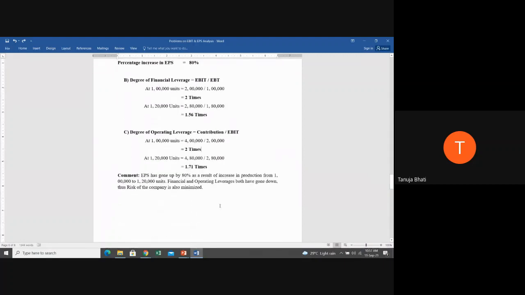So what has happened here, students? EPS has gone up by 80% as a result of the increase in production from 1 lakh to 1,20,000 units. Financial and operating leverage have gone down. See here, at 1 lakh units it was 2 times. At 1,20,000 units, it is 1.56 times. So it has gone down. Similarly, for operating leverage, at 1 lakh units it was 2 times, and for 1,20,000 units, it is 1.71 times. So both financial and operating leverages have gone down. Thus, the risk of the company is also minimized.